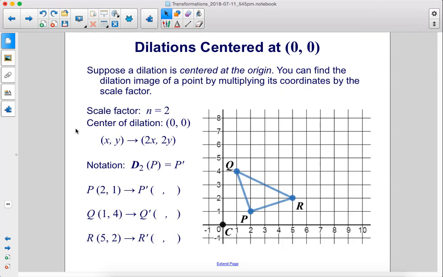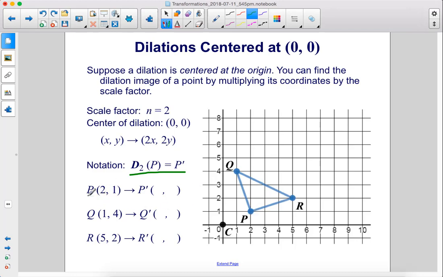Suppose the dilation is centered at the origin. You can find the dilation image of a point by multiplying its coordinates by the scale factor. So for example, if we have a scale factor of 2, and the center of dilation is the origin, 0, 0, that means that our new points of our dilation will be 2x, 2y. So that is notated this way. And so let's do that for this triangle here.